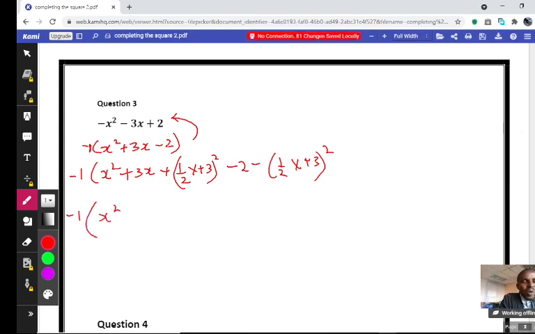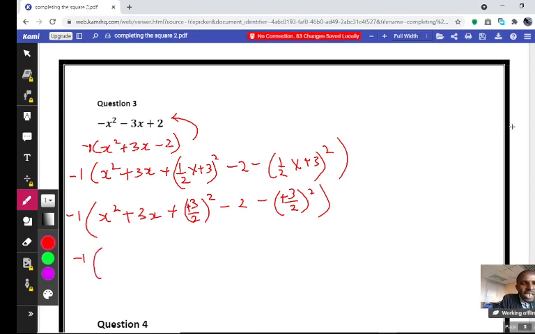Then you say x squared plus 3x. You simplify a bit. This one will be 3 over 2. It's plus 3 over 2 squared, minus 2, minus 3 over 2 squared, like this. Put the big bracket, please. Then next, it will be minus 1. Then you take x squared, x plus 3 over 2, x plus 3 over 2. Ignore the 3x. Minus 2.